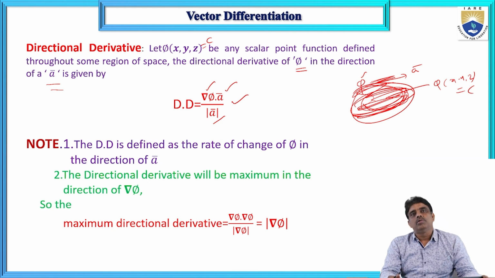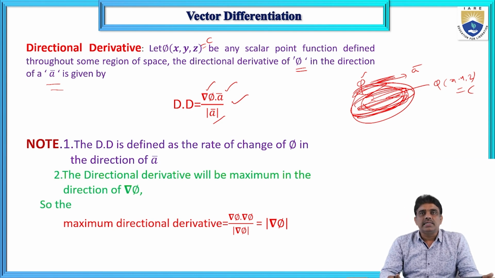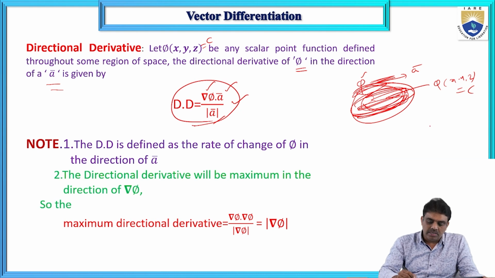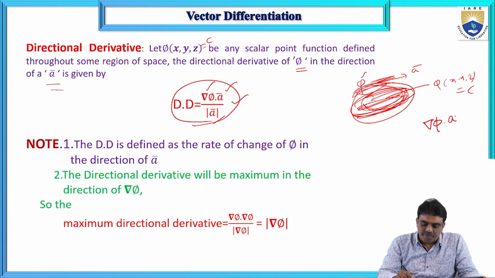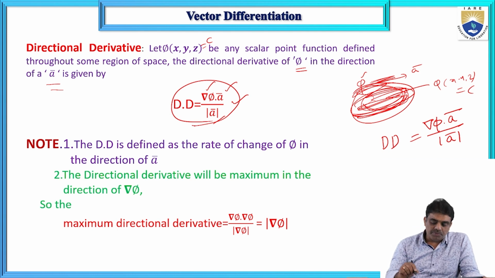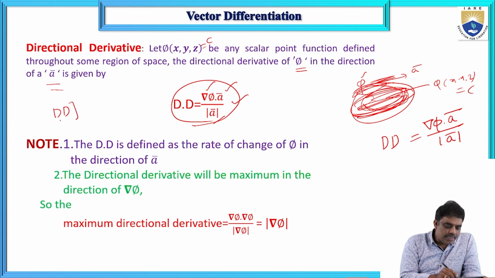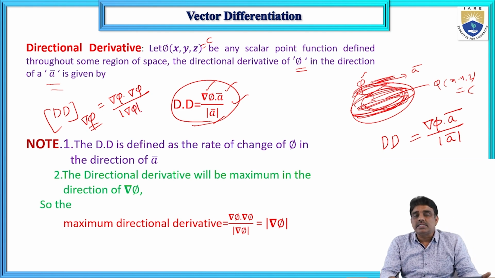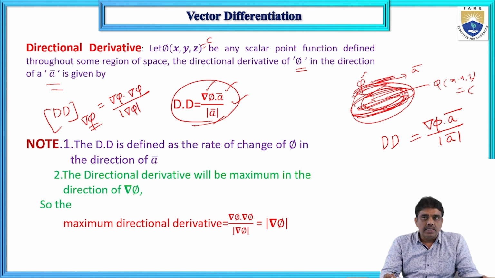One more point to be noticed here: the directional derivative will be maximum in the direction of grad phi. So this is the formula for the directional derivative in the direction of a bar: grad phi dot a bar by magnitude of a bar. Suppose you want to find the directional derivative in the direction of grad phi. Instead of a bar, I have to write grad phi by magnitude of grad phi. So the directional derivative will have the maximum value in the direction of grad phi.